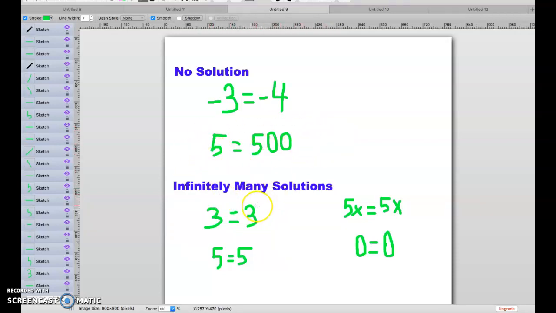Infinitely many solutions is when both sides are identical. 3 equals 3. Yep. 5 equals 5. Yep. 5x equals 5x. Both sides are identical. Yes. 0 equals 0. Yep. All these examples right here, both sides are identical, so we say that these equations represent infinitely many solutions.